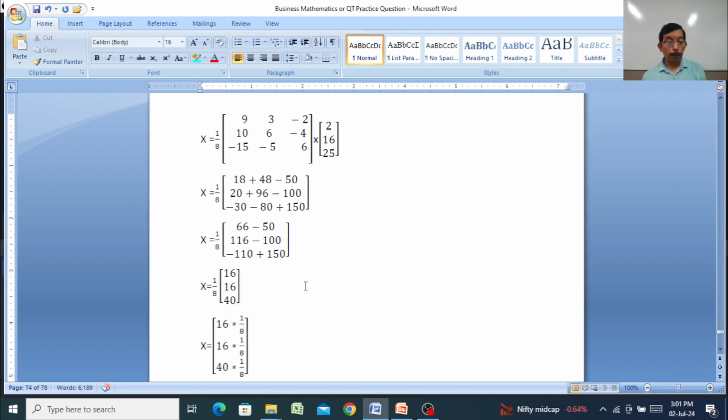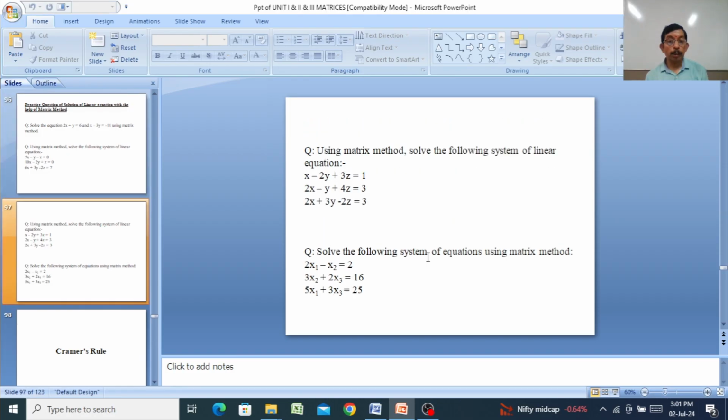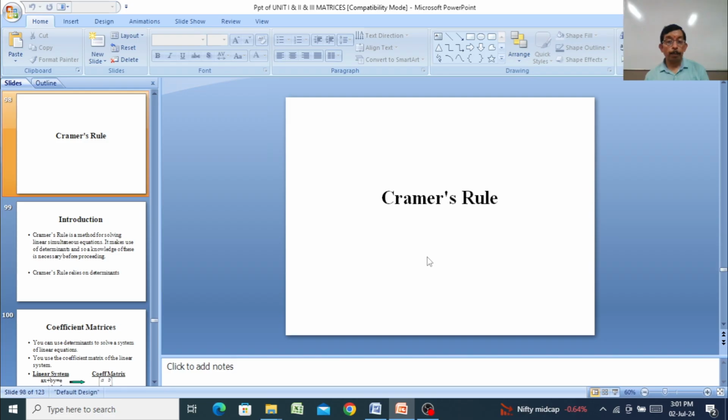Now this method is complete. Now we come to the next method, Cramer rule. In the Cramer rule, this is another method to solve linear equations in the matrix.